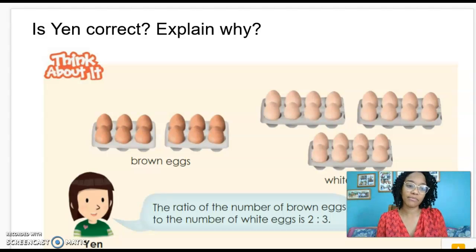Remember that in this problem, Yen really struggled because she was trying to compare groups, but those groups were not in fact equal. So on the right side, we see the white eggs, which have 8 eggs per tray. And on the left side, we see the brown eggs, which have 6 eggs per tray. So she wasn't able to simplify that easily because she couldn't just divide it into the number of trays. She had to actually focus on the number of eggs itself in order to make a correct ratio.